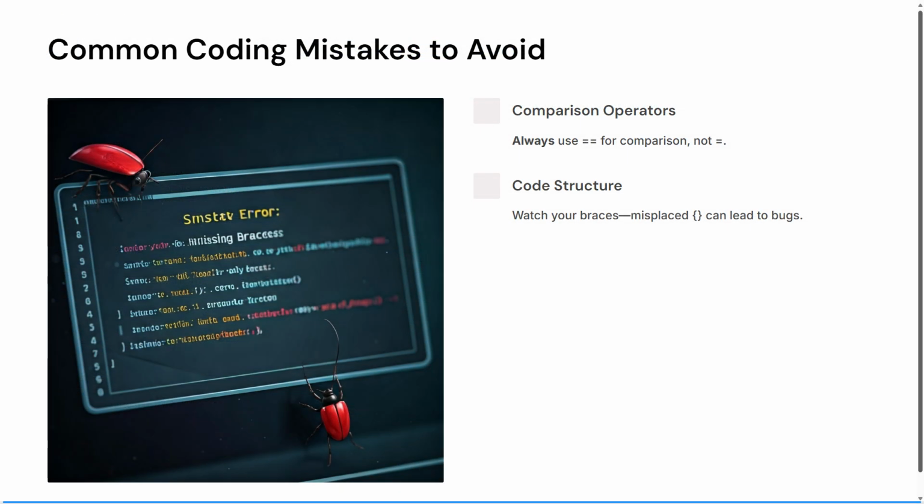Here are some common mistakes to avoid. Always use the equal to operator and not a single equal to. Watch the curly braces. If they are misplaced, they can easily lead to an error.